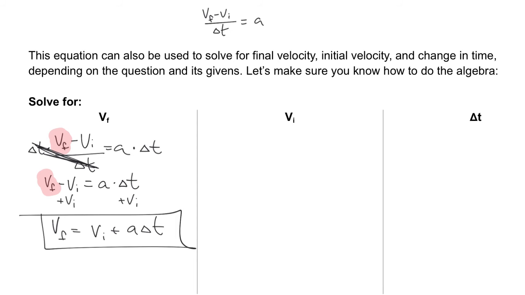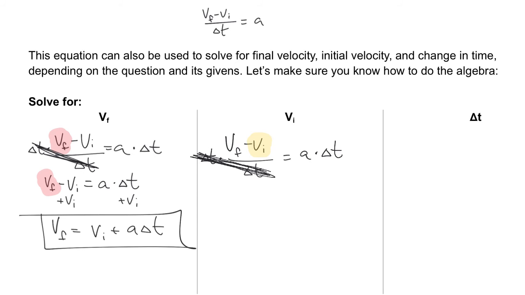Now VI is pretty similar. We start off with the same equation, VF minus VI over delta t equals A. But now we're going to be solving for VI. Now VI is over there with VF and delta t. We don't want those anymore. So first things first, we have to get rid of the delta t. It's being divided, so we multiply on both sides.